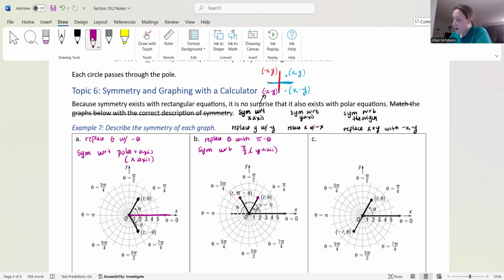And then finally, we have this point here, r, theta. We have the same point, which is negative r, theta. And if that is the case, you can basically replace both, and then you have symmetry with respect to the pole.